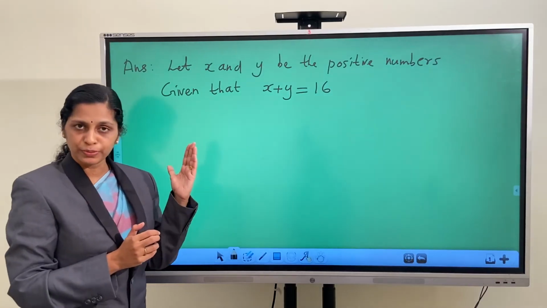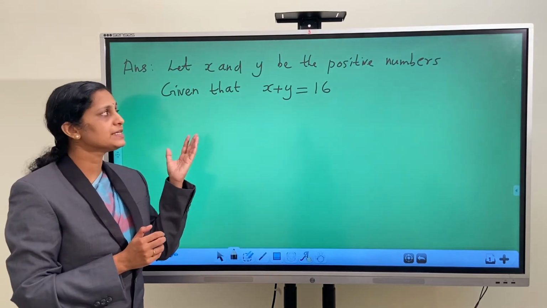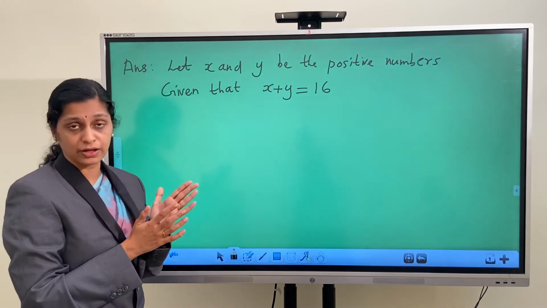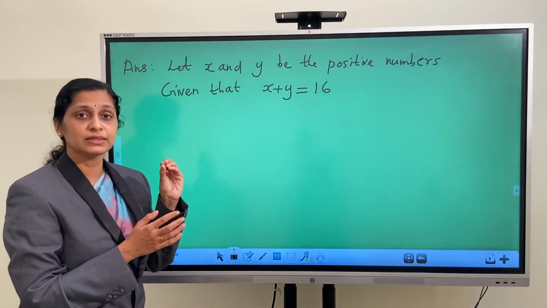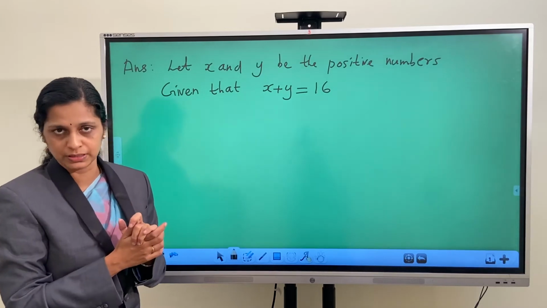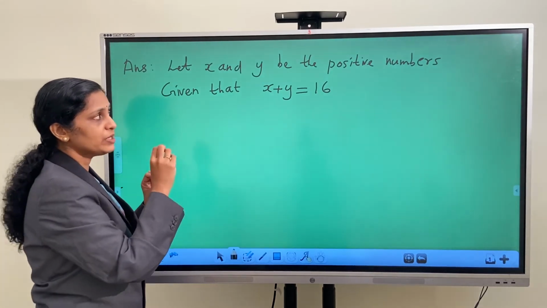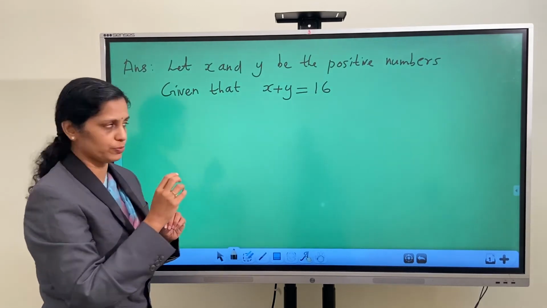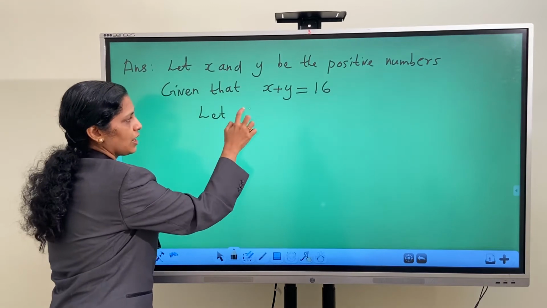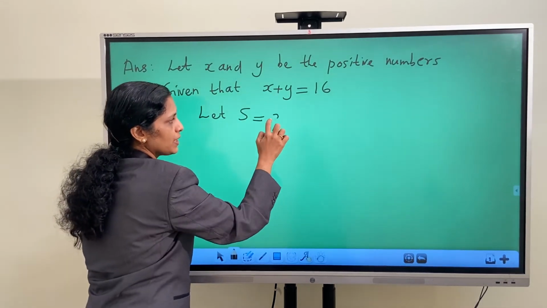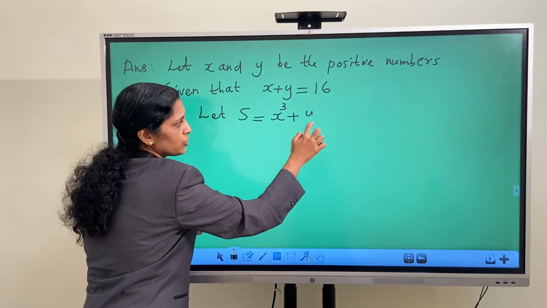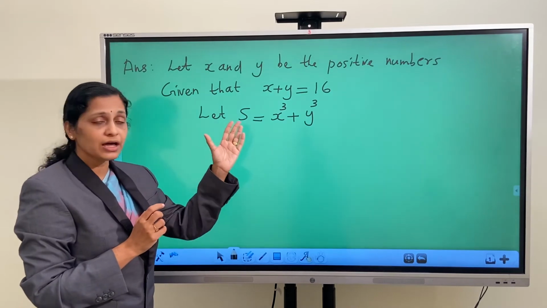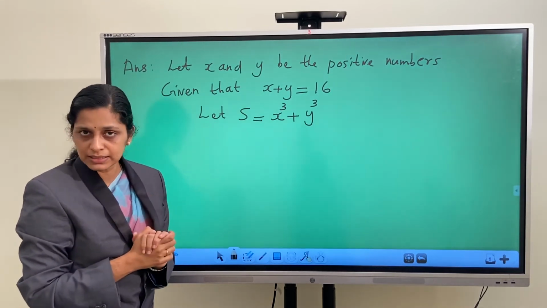Let us take those 2 numbers as x and y. It is given that their sum is 16. We have to find the values of x and y which minimize the sum of their cubes. Therefore, we need to differentiate the expression for the sum of their cubes. Let us take S as the cube of the first number, x cube, plus the cube of the second number, y cube. We need to find the values of x and y which minimize this expression.